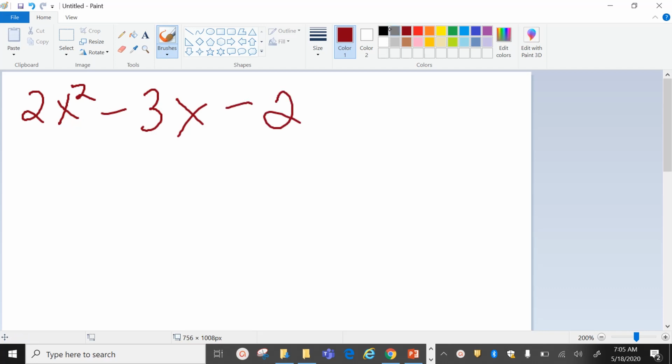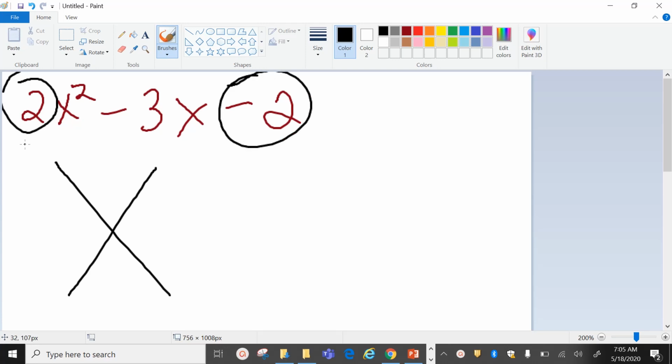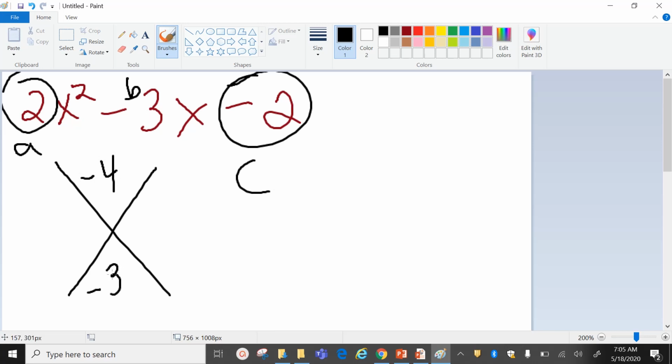Now, what we're going to do first is we're going to make our diamond, and what you have to know is you're going to take a and multiply it by c. Remember, a is the number in front of the x squared, b is the number in front of the x, and c is the number by itself. So you're going to take a times c, and you're going to get negative 4. And then you're going to take b and put it down here.